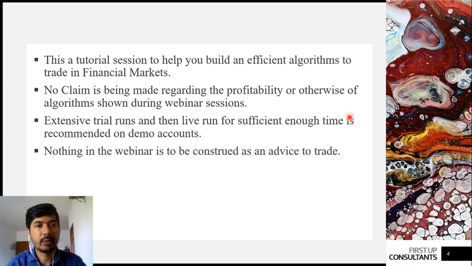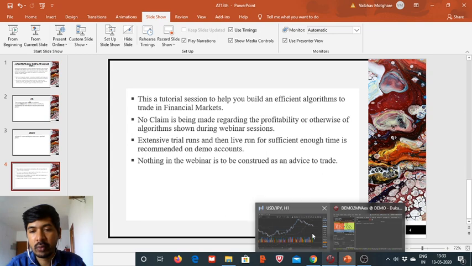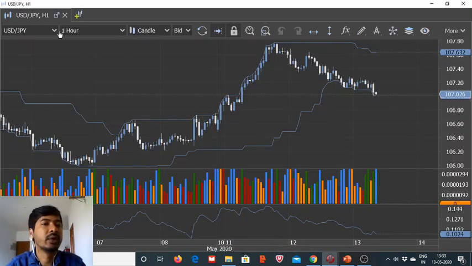Before we get started, before we go on the charts and see how we need to develop it, this is a standard disclaimer. Here I would like to remind you that this session is simply for tutorial purposes and no claim is being made regarding the profitability or otherwise of the algorithms which we will be developing during the session. If you want to use any of it, I would recommend that you do extensive trial runs for maybe many months or even years, and also allow it to run on the demo account to get a clear-cut idea of the efficacy of the said algorithm. And last but not the least, nothing in the webinar is to be construed as advice to trade or for any particular setup. With that, we head back to the chart to see what we are trying to achieve with our algorithm.